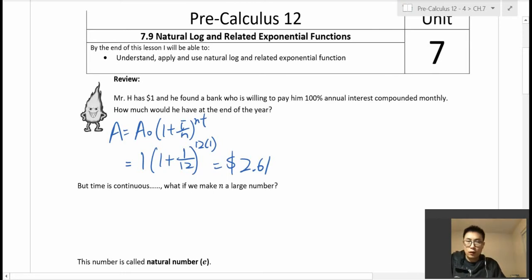Now, here's the thing though. Time is continuous, right? So technically I'm collecting interest all year long, every second, every tenth of a second, because time is continuous. We did this with the compounding period being monthly, so we divided by 12. Now, what if n is infinitely large? For example, what if we use the same formula, but collect interest every second? What would n be then?